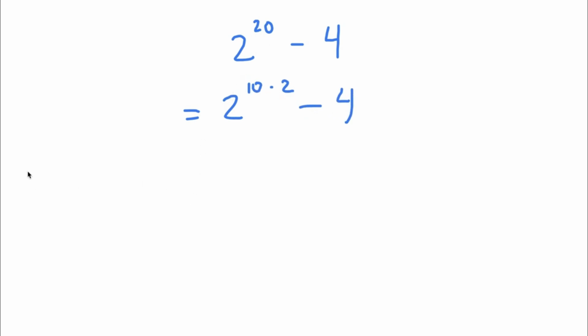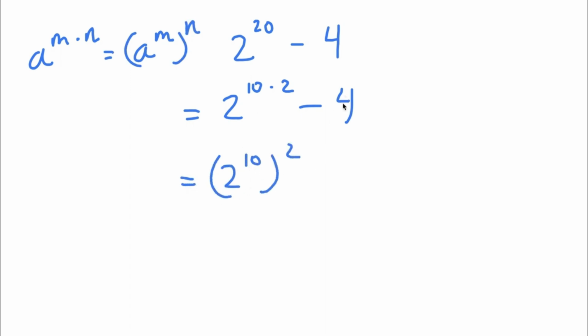Now, if I have something in the form a to the power of m times n, this is the same thing as a to the power of m to the power of n. So 2 to the power of 10 times 2 is going to equal 2 to the power of 10 to the power of 2. Now I have this minus 4. Now 2 to the power of 10 is going to be 1024. So now I have 1024 to the power of 2 minus 4.